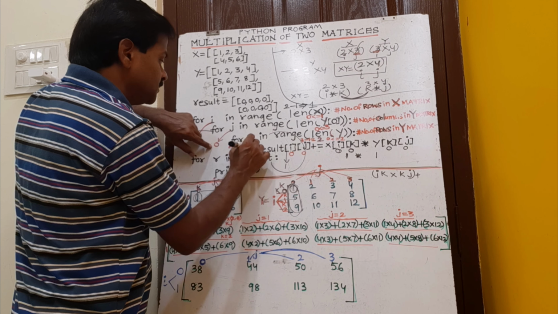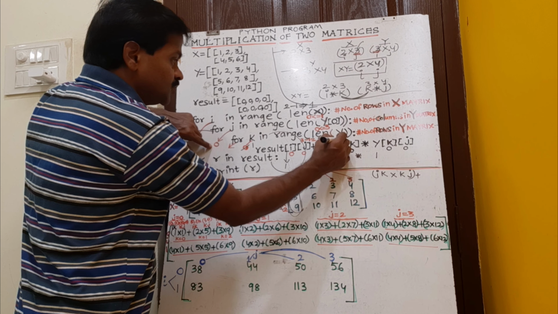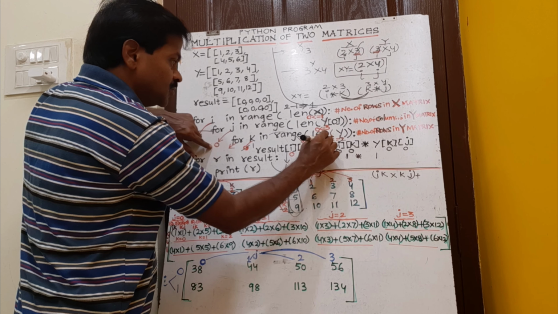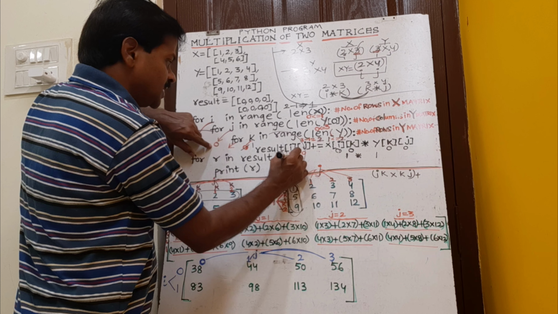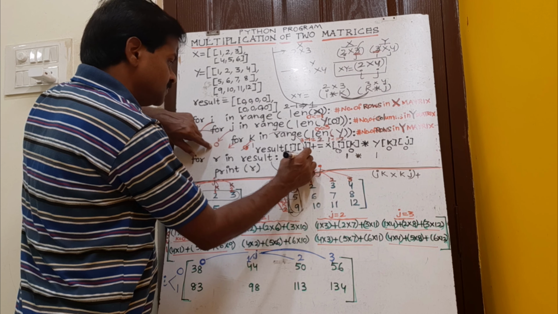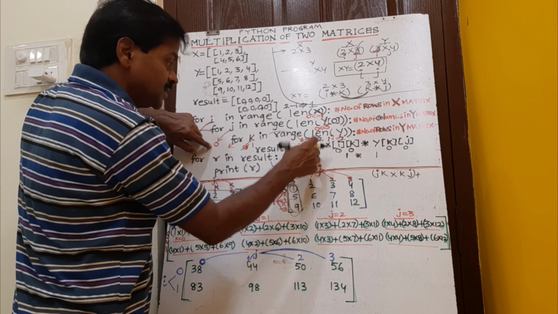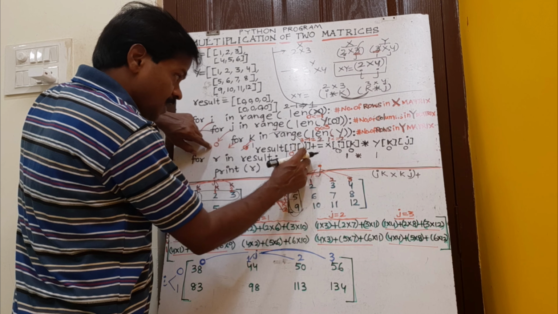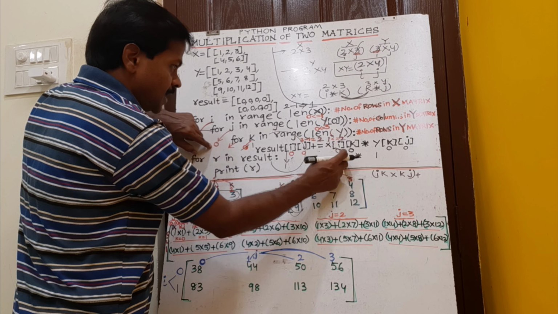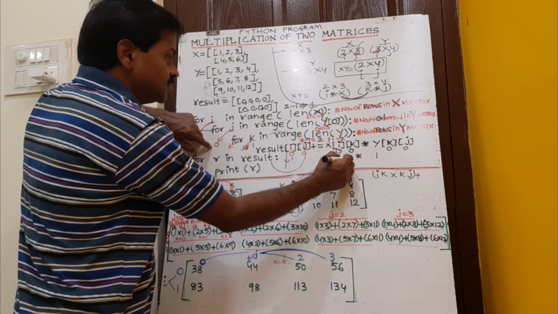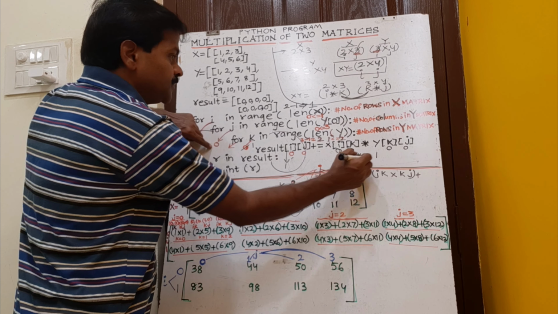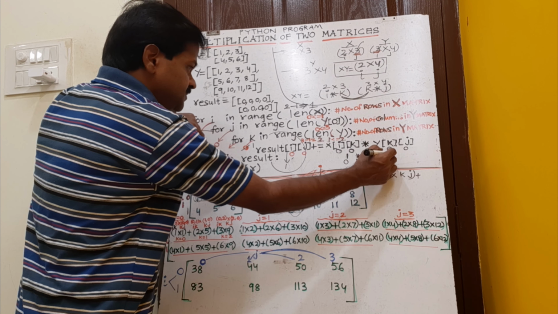Now K will be incremented as 1. 1 less than or equal to 2. Yes, true. Now I is 0 only, J also 0. You see here, result of Ij is equal to result of Ij, what is the earlier value? 1, plus this one, Ik, Kj. What is the I? 0. What is the K? 1. Here K will be incremented as 1.